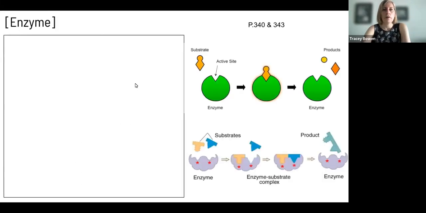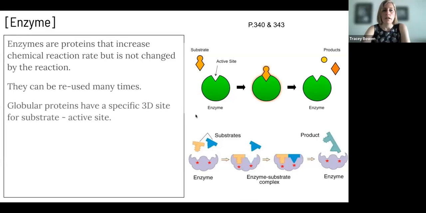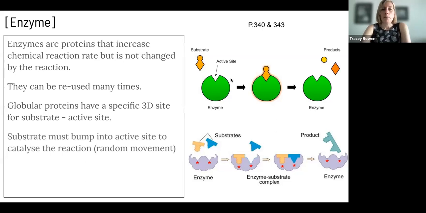And so when we're talking about an enzyme, first we need to know what an enzyme is, which are proteins that increase chemical reaction rates, but those proteins are not changed by the reaction. They can be reused many times, and they are globular proteins that have a specific 3D site for a substrate. And that 3D site is called the active site, and the molecule that's going to bind into the active site is called the substrate. Substrates must bump into the active site to catalyze the reaction.